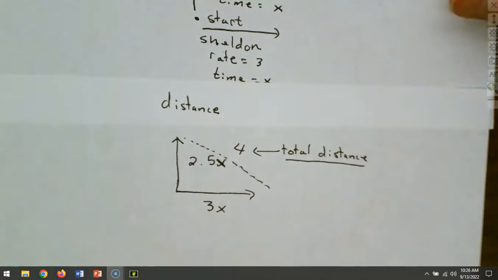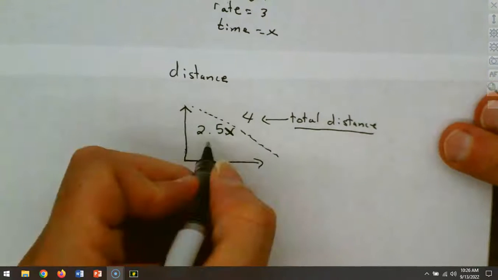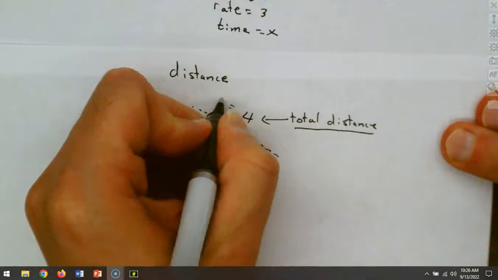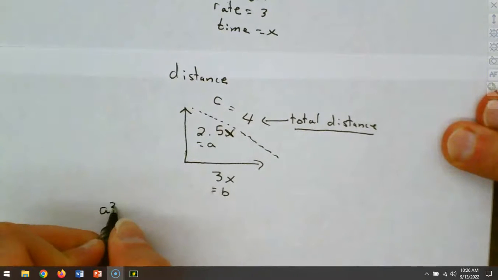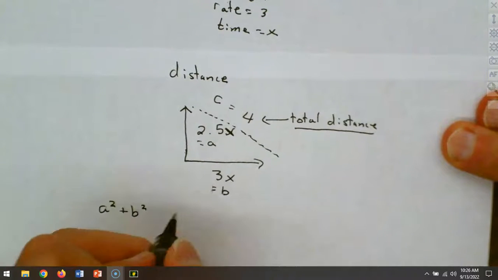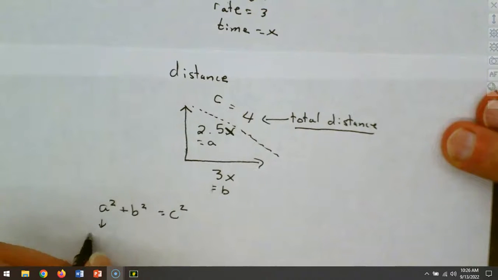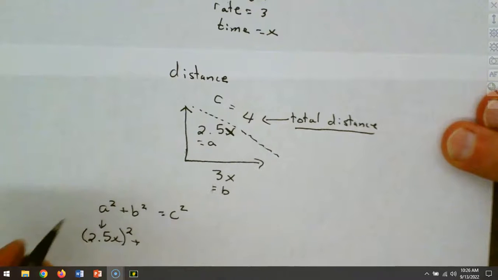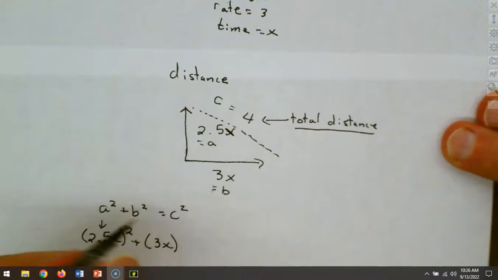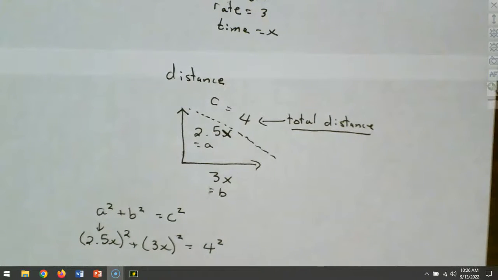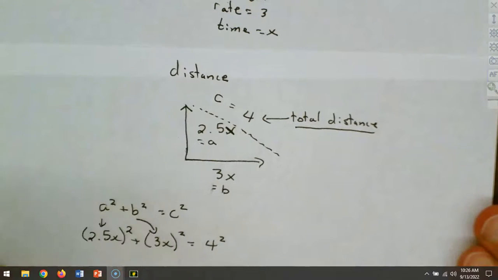So now we can figure it out. We can work it out, because this is your A, this is your B, and this is your C. And we know that A squared plus B squared is C squared. And A squared is going to be 2.5x quantity squared. B squared is 3x squared there. And that equals 4 squared. So we plug those components in.